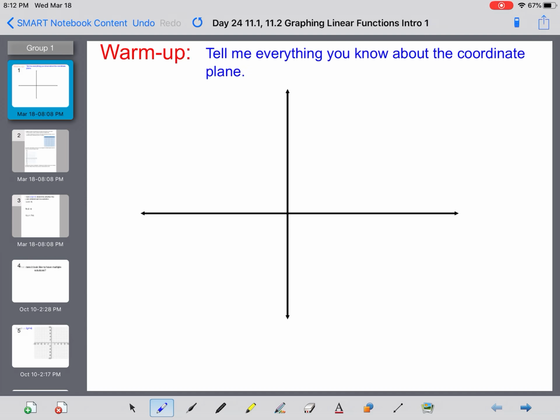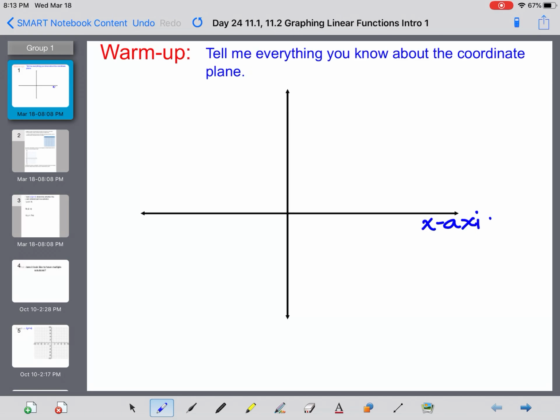All right, team, we're going to start our fourth unit today with taking a look at the coordinate plane and an introduction to graphing linear functions. So for a warm-up, I want you to pause the video and tell me everything you know about the coordinate plane. All right, hopefully you were able to remember a few things.